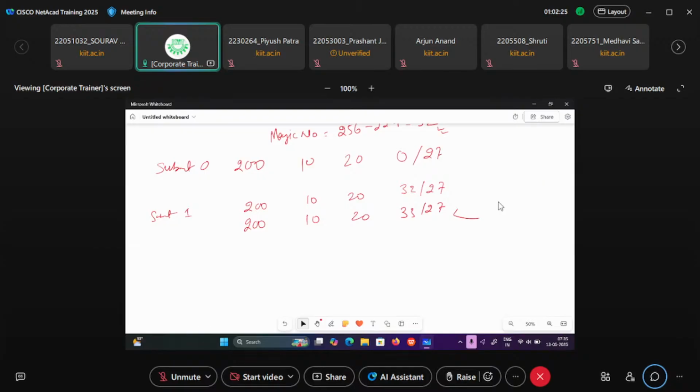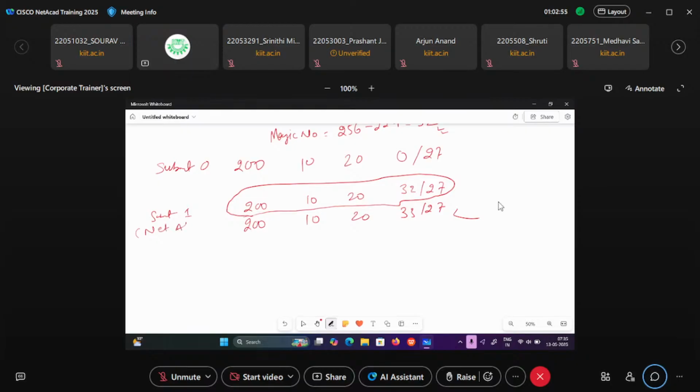Did you understand? Okay. Now the last address of subnet 1. Subnet 1 will not use the 32 IP, right? 32 will define the subnet 1 network address. 32 is the network address, so we cannot assign it to any of the hosts. That will identify your network of subnet 1. This is called a net address, I mean network address. You can write it down in your copy also.